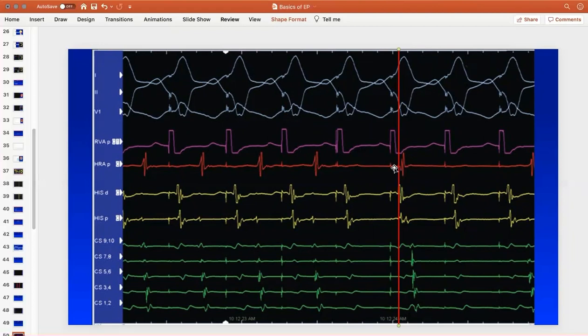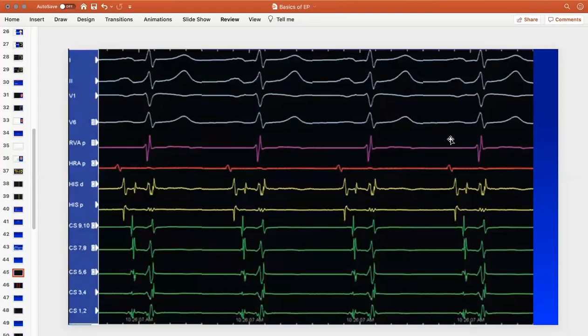Okay, so where is the earliest? So you have to tell me. Earliest in the coronary sinus. So this is your coronary sinus, okay? What about this? This is way early. Sorry. The earliest in the right atrium, yes. In the HRA. So this is a sinus beat, because the earliest signal is in the HRA, followed by the HIS, followed by the coronary sinus. That's on the first slide. So you start from the A, followed by the HIS, followed by the coronary sinus.